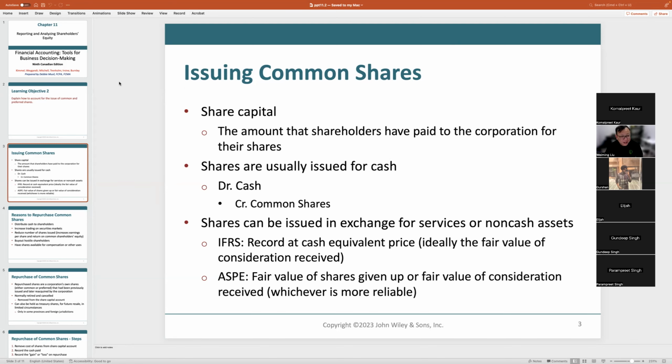Current asset. Very good. So that's the asset. What about the common shares? Where do the common shares belong? Asset, liability, or shareholder equity? Okay, very good. Shareholder equity.